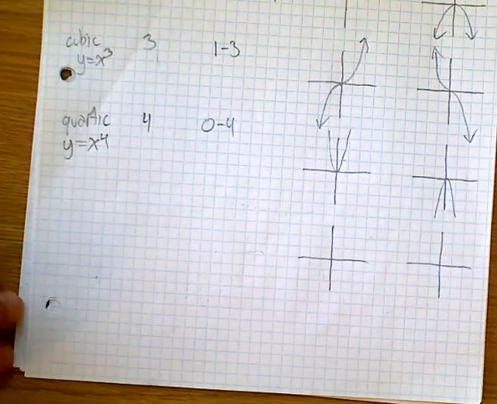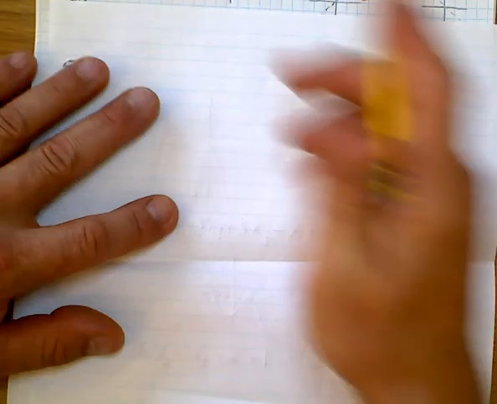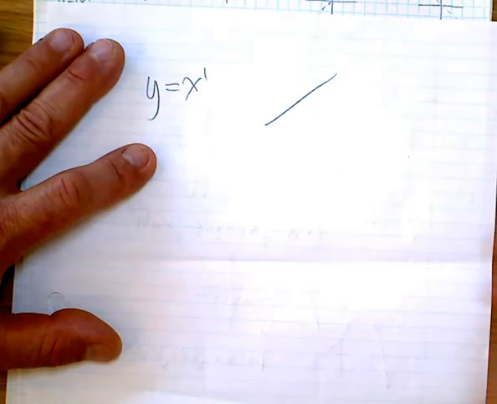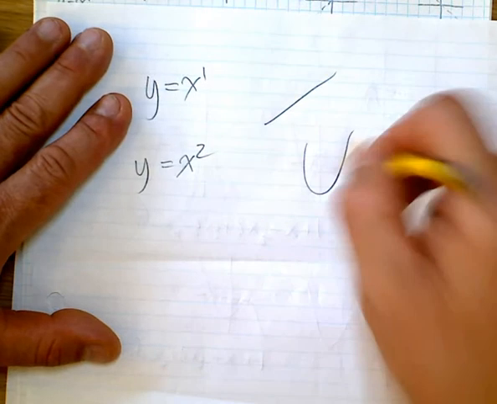Now notice that we're getting terms in here, right? Let me break it down here for you. So y equals x to the power of 1, no turns, right? No bends. y equals x squared always has 1 bend.